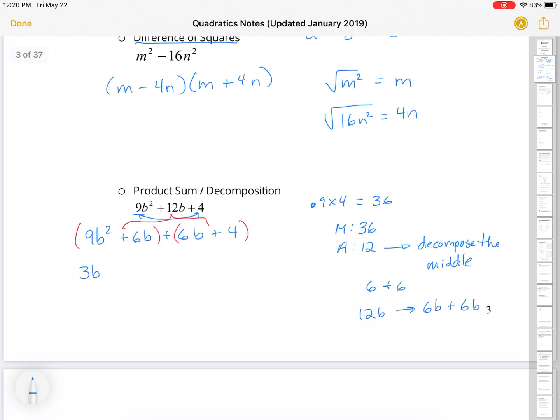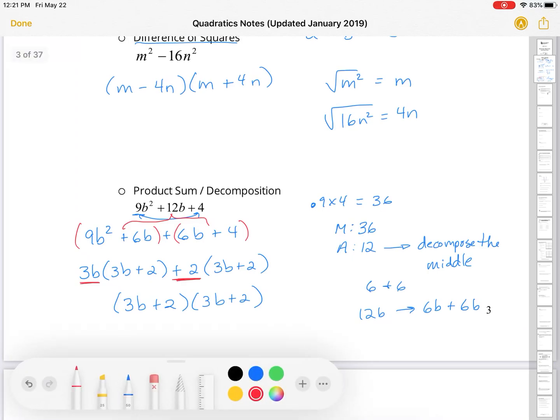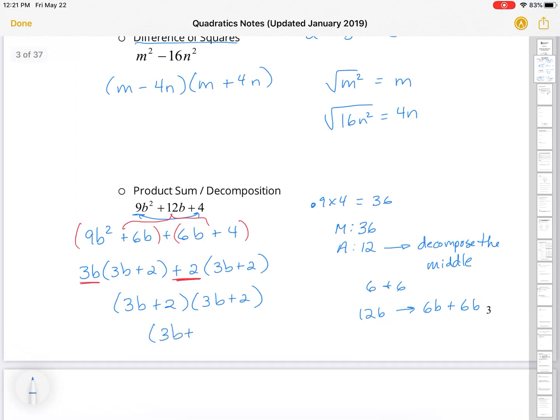So from each of these, I can take out a 3b, and I get 3b plus 2. And for the second term, I can take out a 2, and I get 3b plus 2. Now, this one is actually a nice special one. So I factor out my 3b plus 2, and I get 3b plus 2. So that one will make up the other bracket. This is actually a perfect square. And sometimes that happens. Sometimes you can recognize them. So you can also write it as such. Okay.